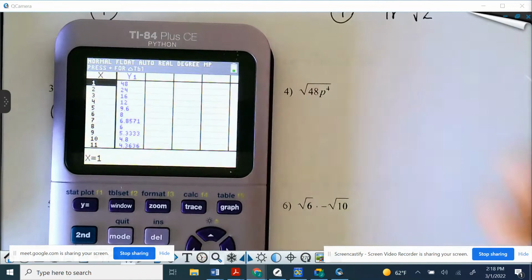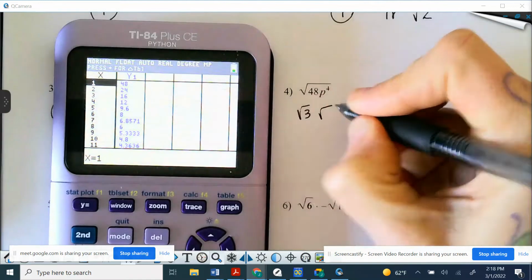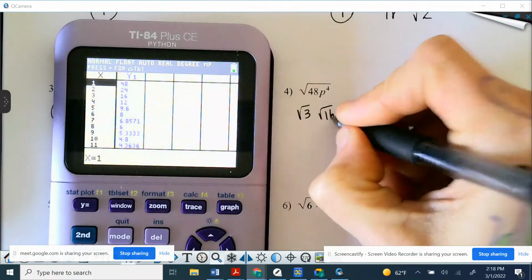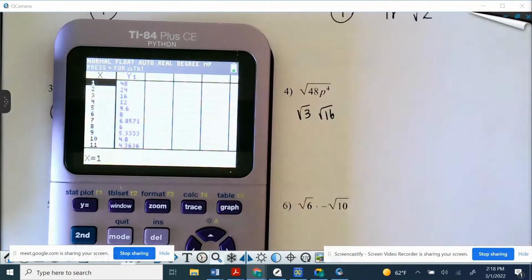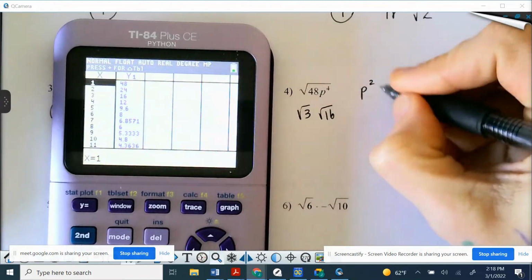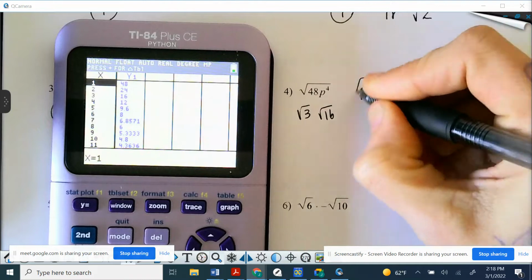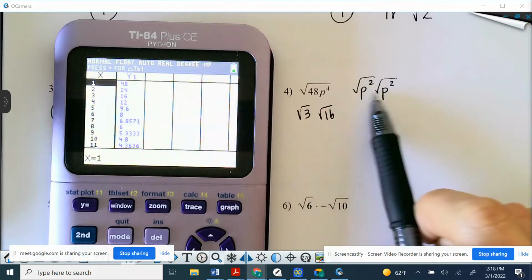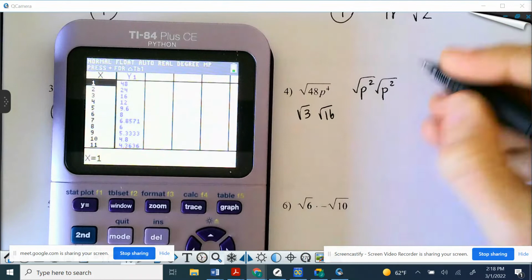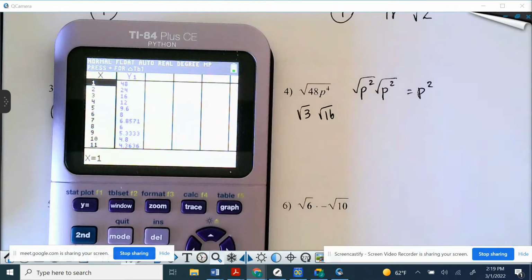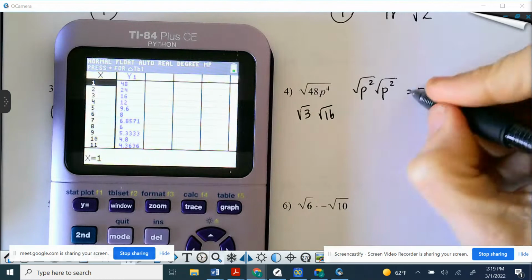So let's do square root of 3, square root of 16. If I multiply those together, it's going to give me the square root of 48. P to the fourth, again, is p squared, and they're both under the root bar. And anything times itself times the root bar gives me out whatever is underneath that root bar. So we have p squared for sure. That's going to come out from underneath root bars.